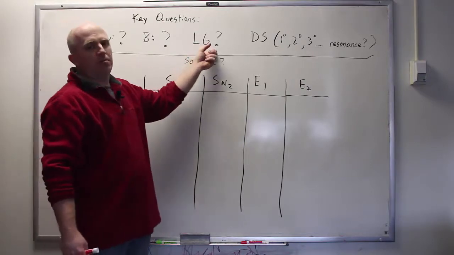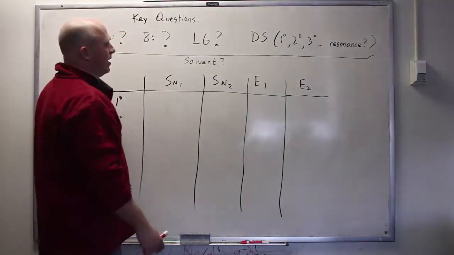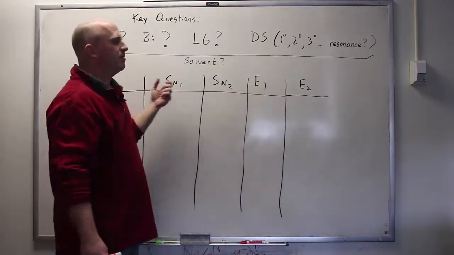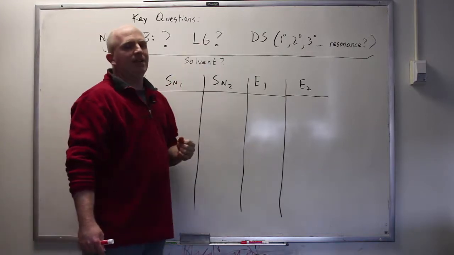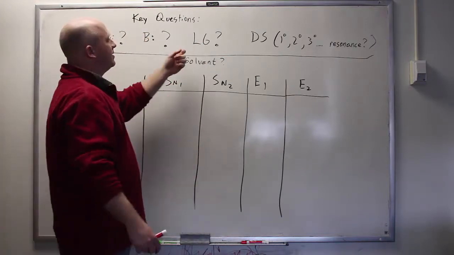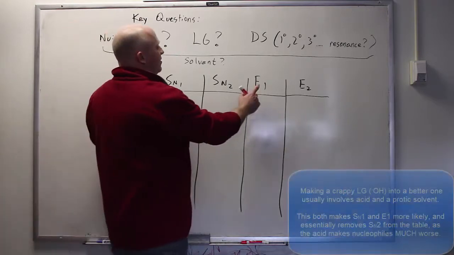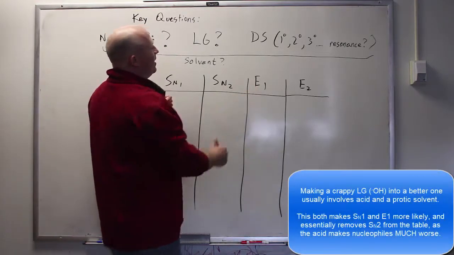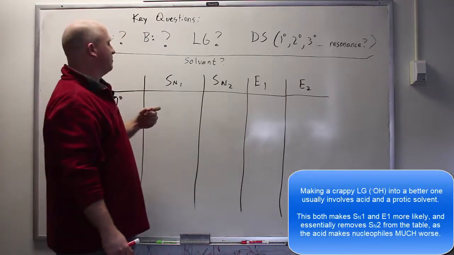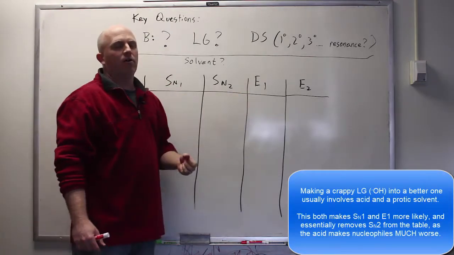Do you have a leaving group? If your substrate does not contain a leaving group, you're not doing substitution or elimination chemistry. If you have a relatively bad leaving group, nothing will happen unless you can make it into a better leaving group, in which case something might happen. But if you're taking a bad leaving group and making it into a better one, you probably have acid present, which means that SN1 and E1 are on the table.